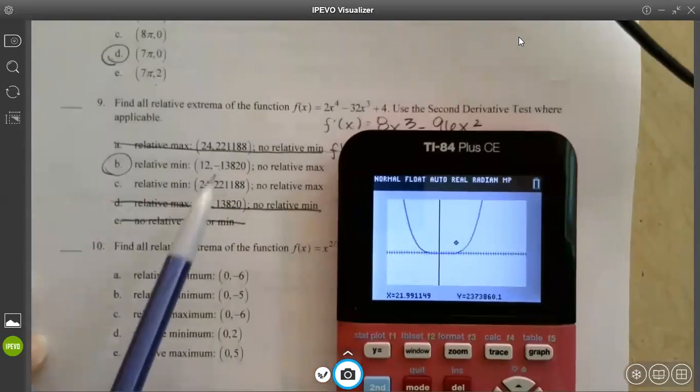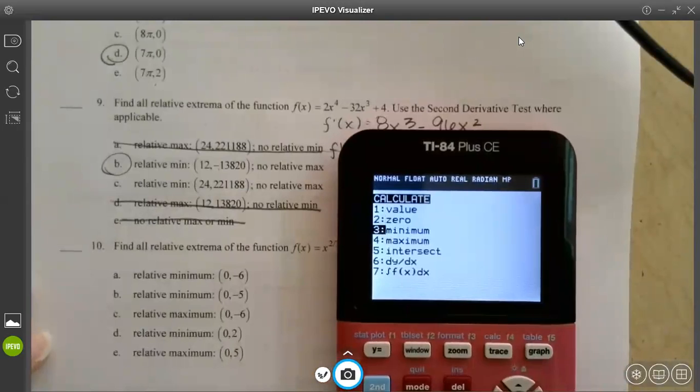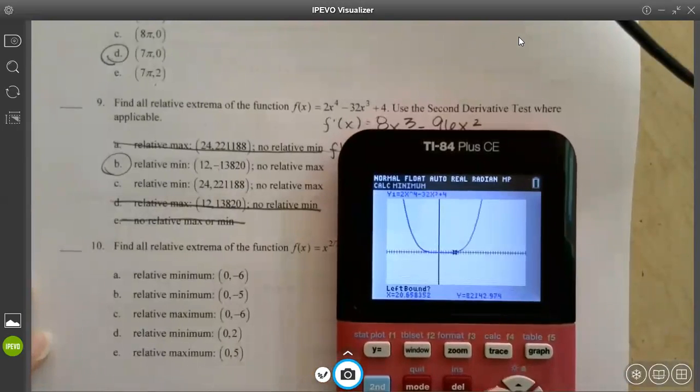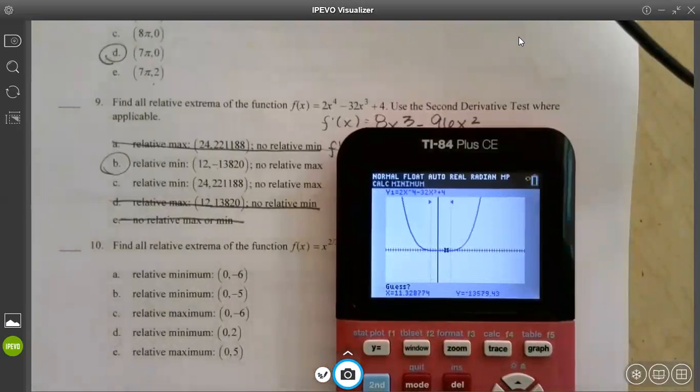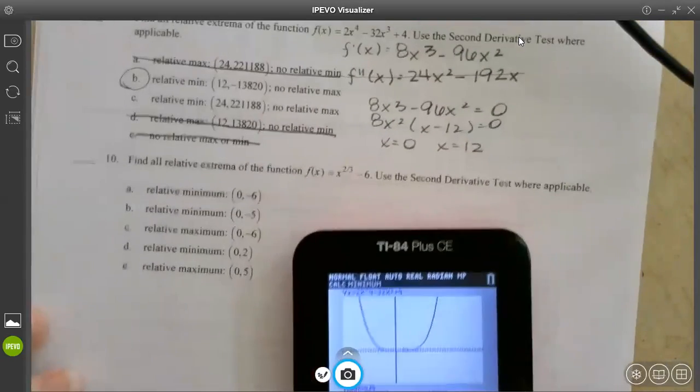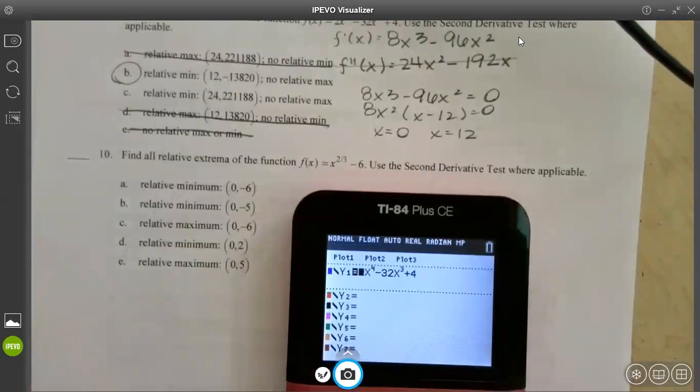So the question is, is it at 12 or 24? Remember, you can do second trace, min, left, right, middle. And there's your negative 13,820. Again, relative extrema, I don't have to do any work.